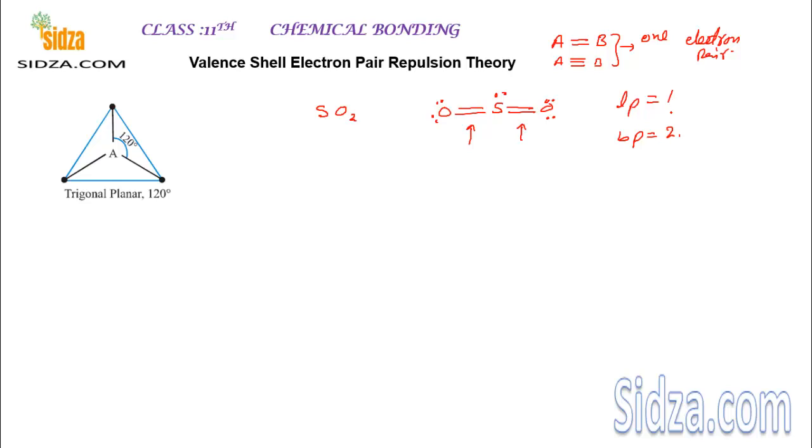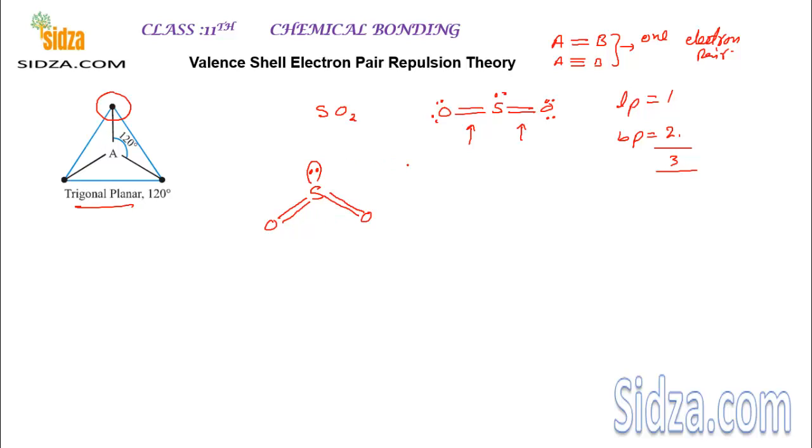So if you look at the total number of electron pairs, the bond pairs and the lone pairs, that is 3. So that means the parent shape will be trigonal planar, right? Now you have sulfur in the middle, rather than A, and you're going to replace one of the bond pairs by a lone pair. So I'm going to put the lone pair of electrons here on the sulfur, and there are two oxygen atoms, so the shape will be like this.